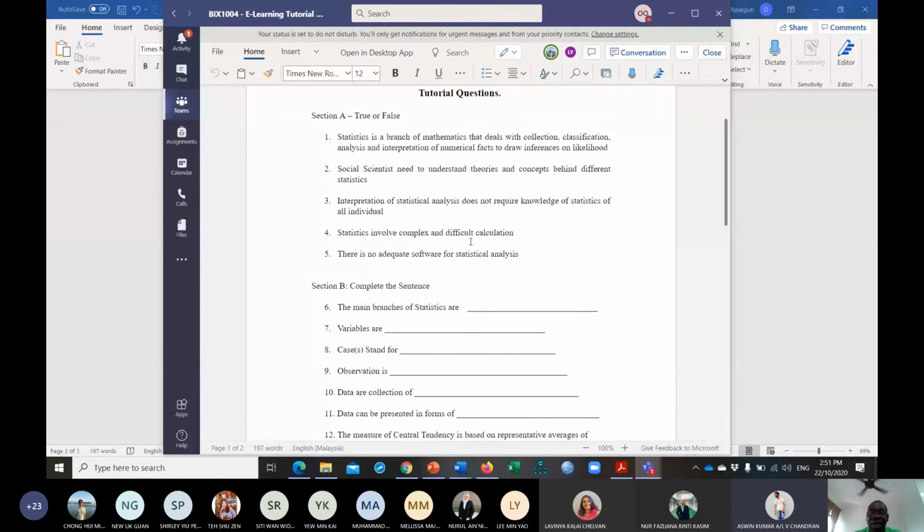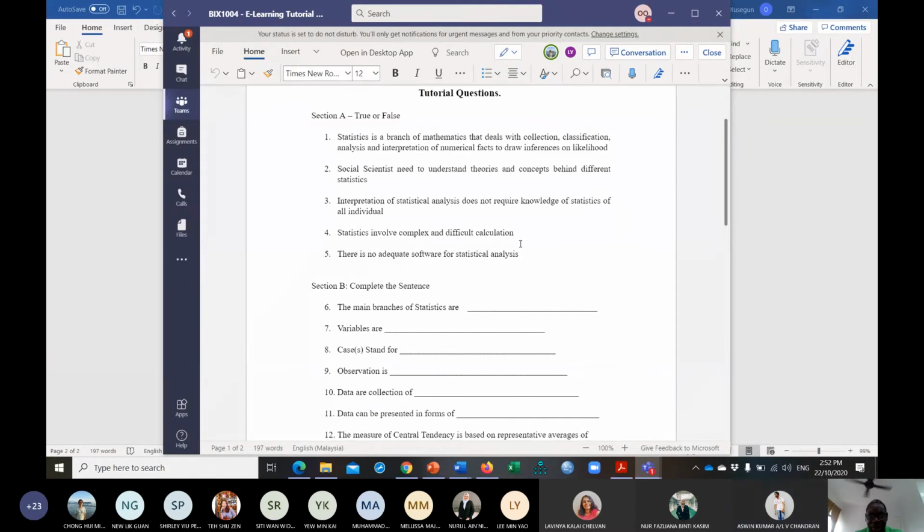Statistics involve complex and difficult calculation. True or false? Is it complex? True. Yeah, there are complex statistics calculations. That is why we have machines doing it for us, so that all we need to do is, with our knowledge, interpret whatever calculations the machines did.